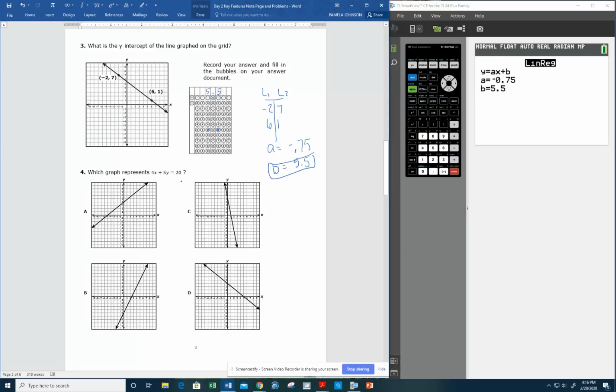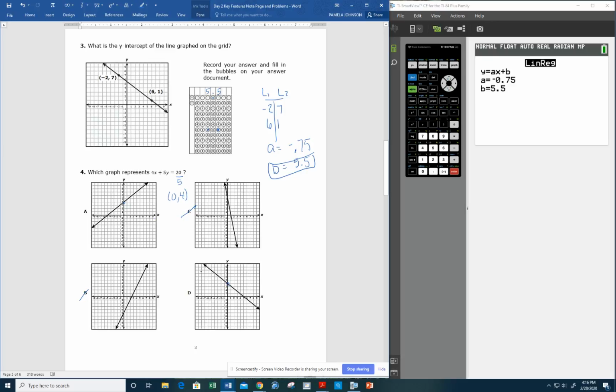There's a couple of things we could do. One is if we want to find our y-intercept, we'll take the 20 and divide it by 5. And that gives us a y-intercept at 0, 4. So I have a 0, 4 here, and I have a 0, 4 here. I can get rid of B and C.